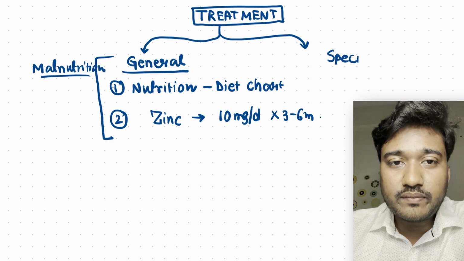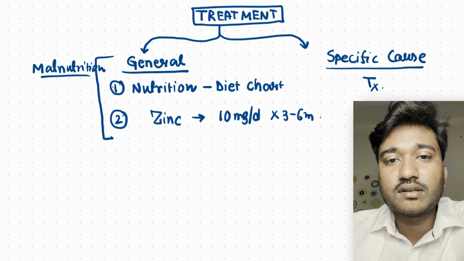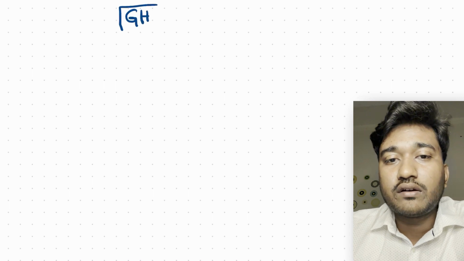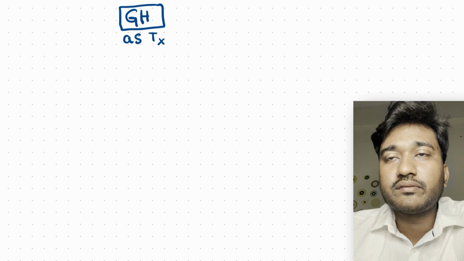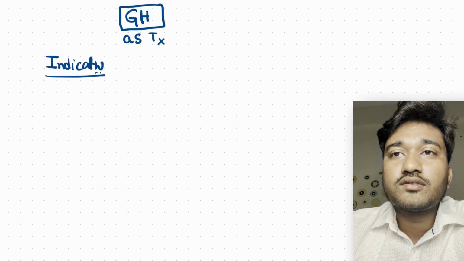Inside specific treatment, if you have diagnosed the specific cause, please give the specific treatment for the patient. Like for growth hormone deficiency, you have to give growth hormone. For hypothyroidism, you have to give thyroid supplementation, like that. In different disease conditions, different treatments. Okay, now let's talk about growth hormone as a treatment option.